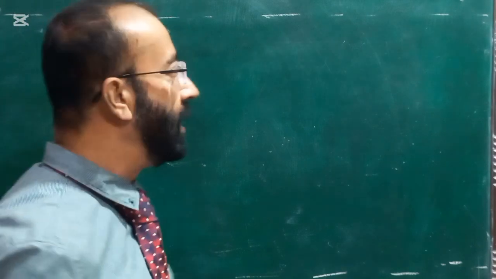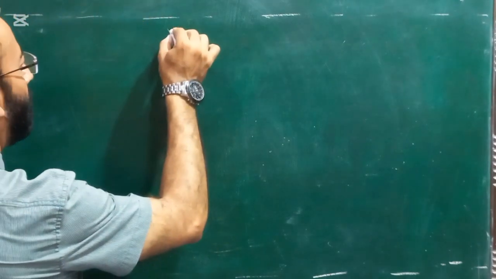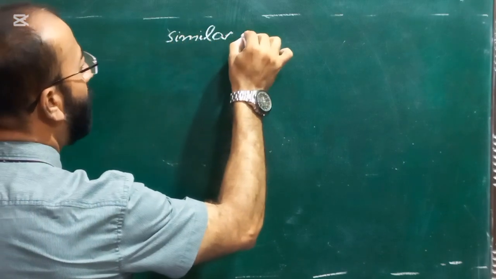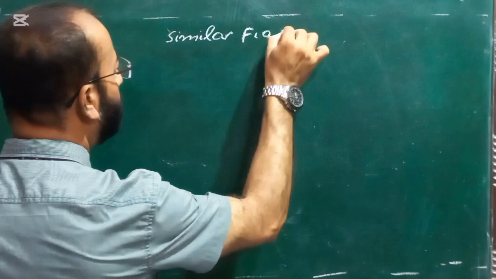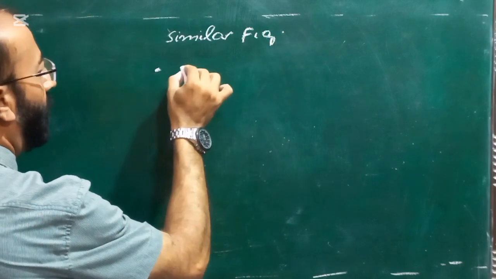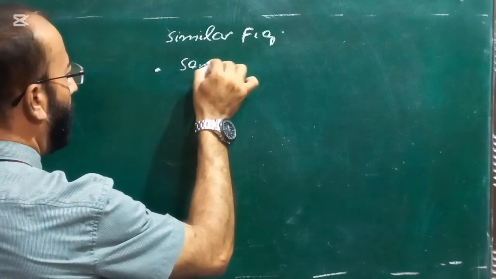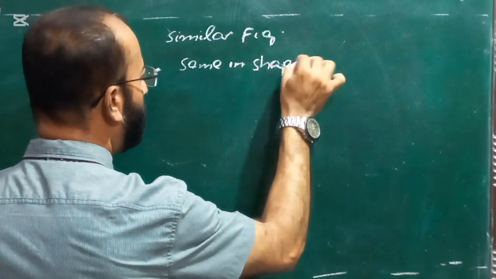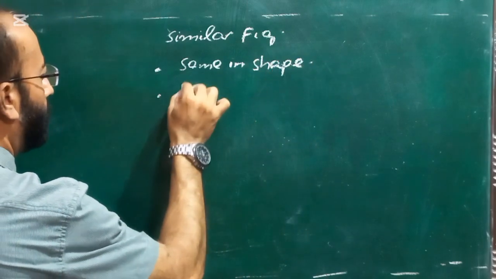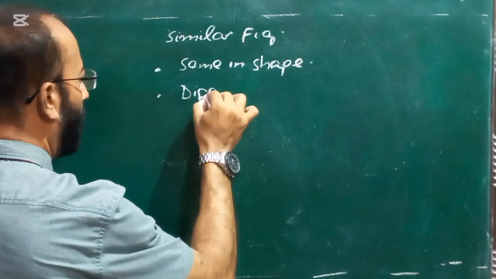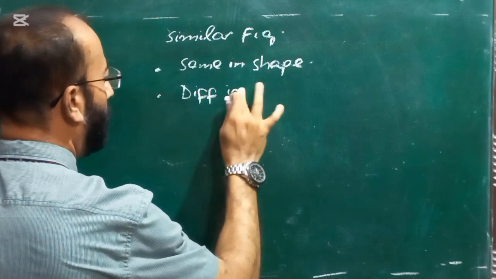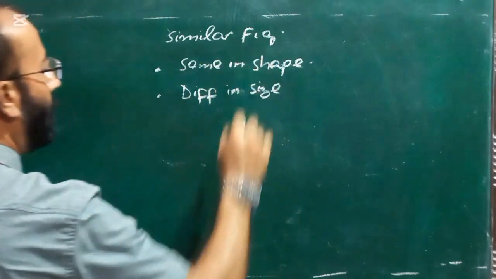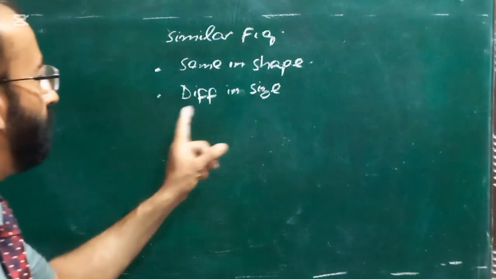The next topic in the lecture is similar figures. So this is again very easy topic. The figures which are same in shape but different in size. So these type of the figures are called similar figures, same in shape but different in size.